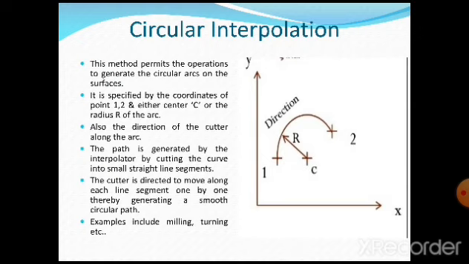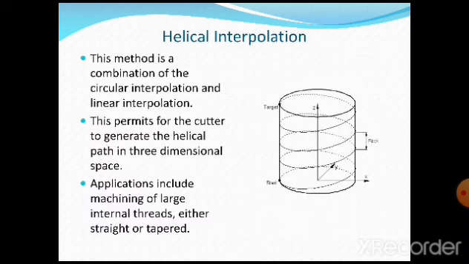That is how the generation of the smooth circular path is going to be cut on a given workpiece. Examples include milling and turning. In milling and turning, there is a continuous generation of controlling of the cutting tool in more than 2 axes. Let us go to the next type of interpolation, that is helical interpolation.